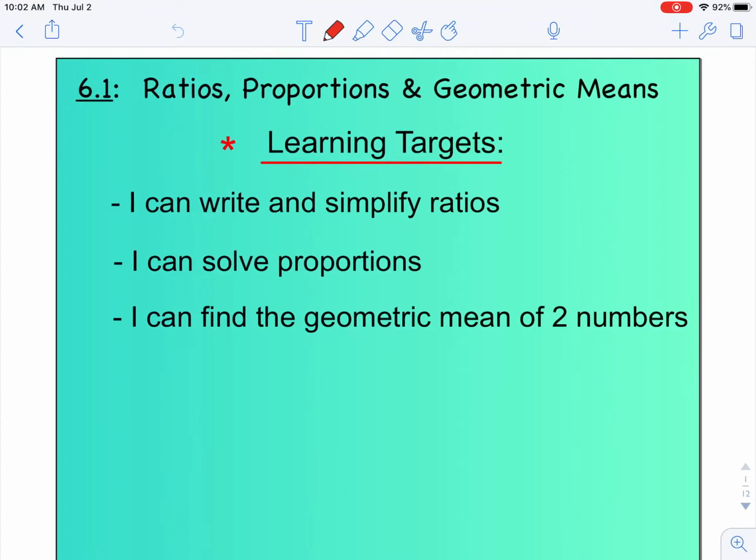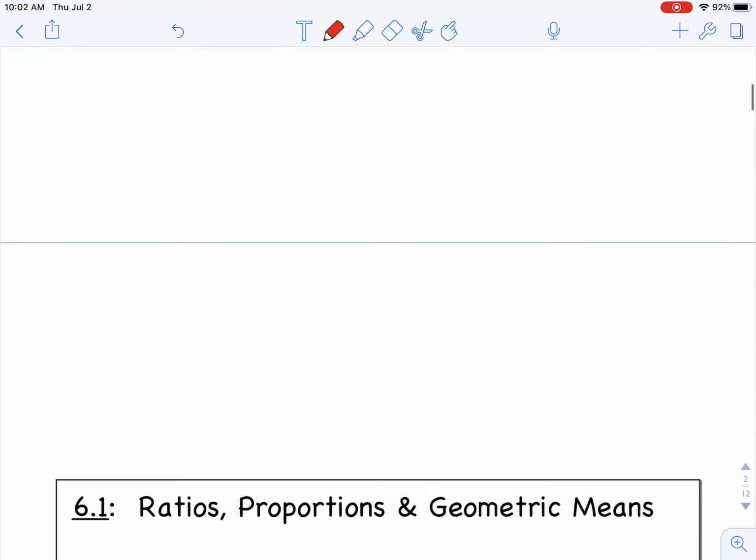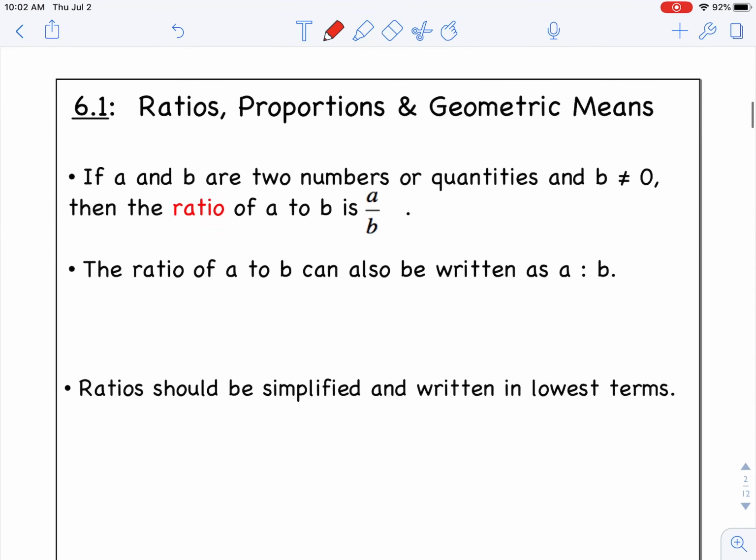Section 6.1, ratios, proportions, and geometric means. So we are going to work on simplifying ratios and solving proportions, and then we're going to talk a little bit about this geometric mean of two numbers, which actually just is a ratio that's set up into a proportion.